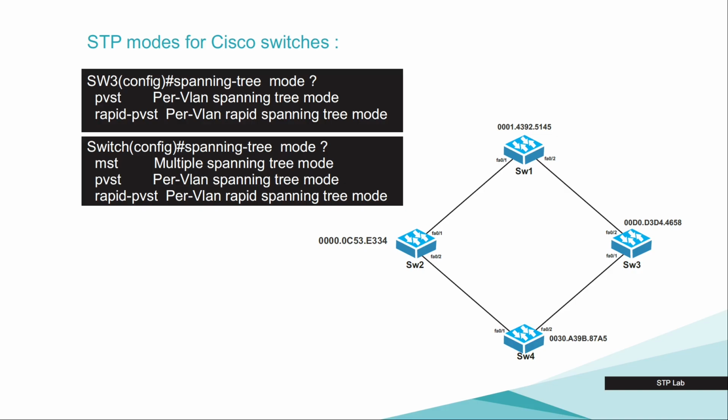For example, if we remove the link between switch 1 and switch 2, we can go through switch 4, then switch 3 in order to reach switch 1. So let's first see the messages that will be exchanged between the switches when we turn on our devices.